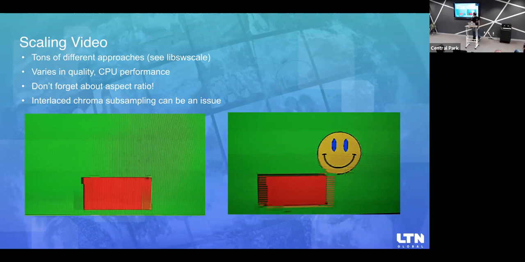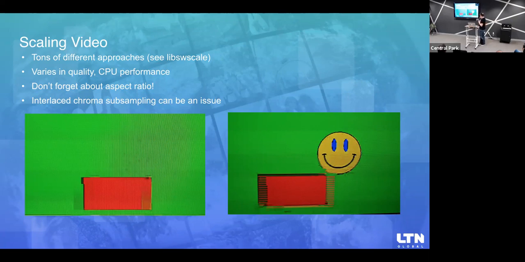Again, then another fun reminder about aspect ratio. The scaler is sort of agnostic to aspect ratio. So if you're taking in 720 by 480, because that's your standard definition video, and you want to turn it into 1080i video or 1080p, you need to preserve the aspect ratio, or else it's going to get squished.